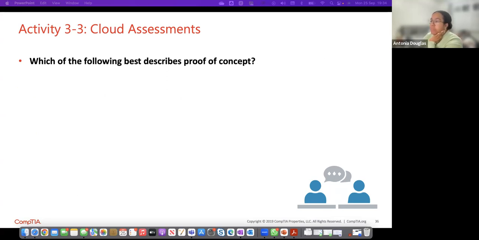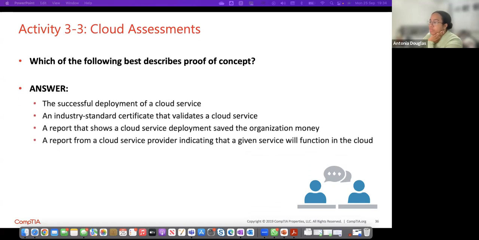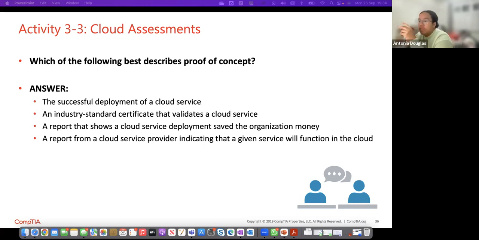Okay, which of the following best describes a proof of concept? Successful deployment of certificate that validates a cloud service, a report that shows. Yeah, I would agree. A, based on what we've just covered.